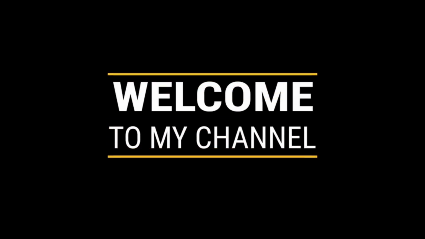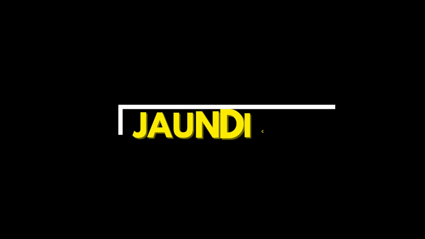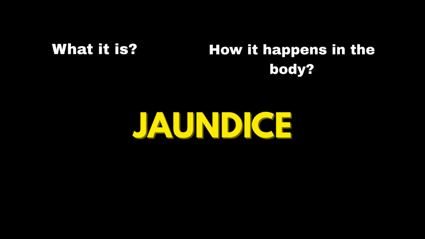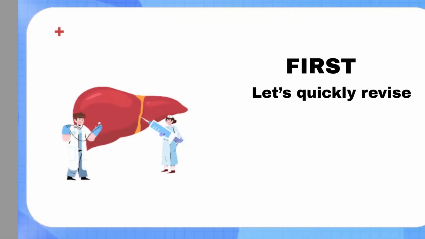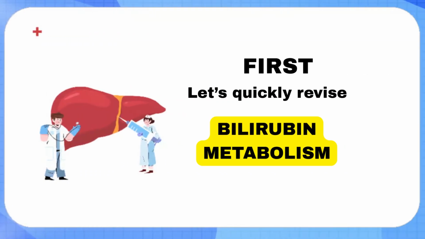Hello everyone. Today we are going to understand jaundice, what it is, how it happens in the body, and how to differentiate its type in a very simple way. First, let's quickly revise normal bilirubin metabolism.